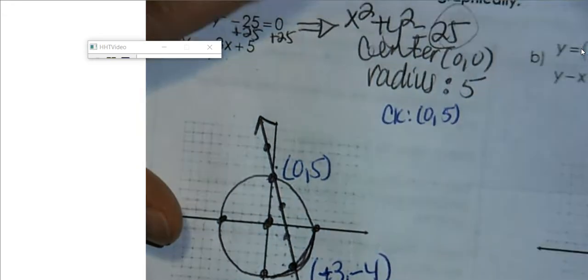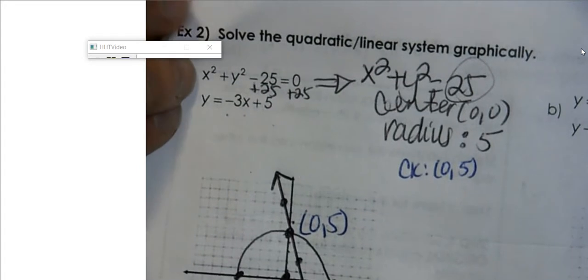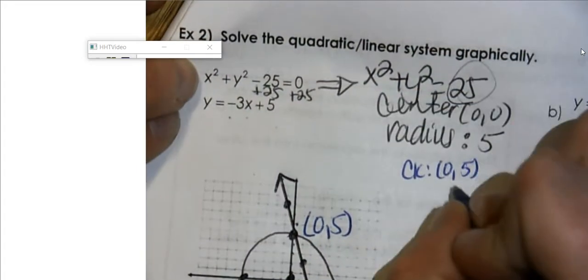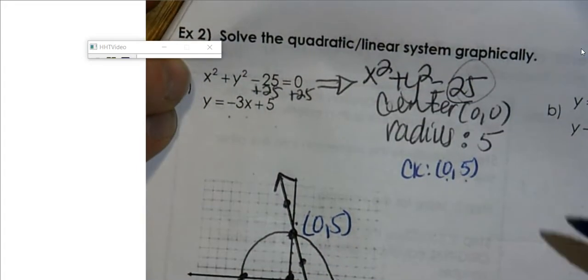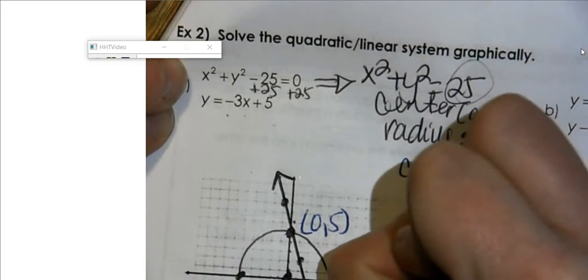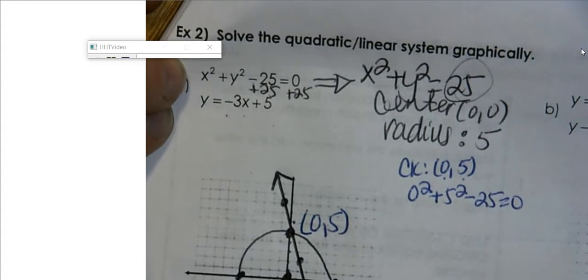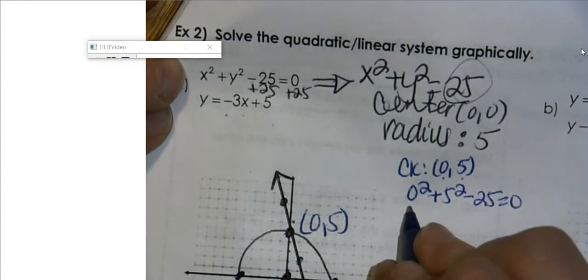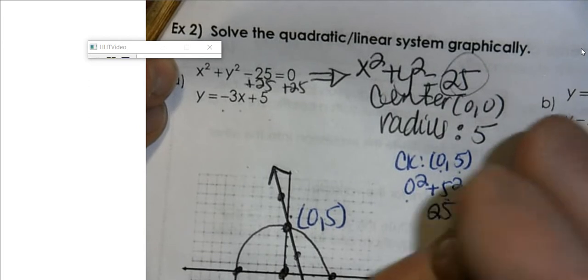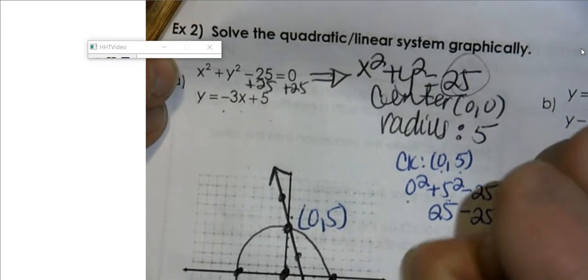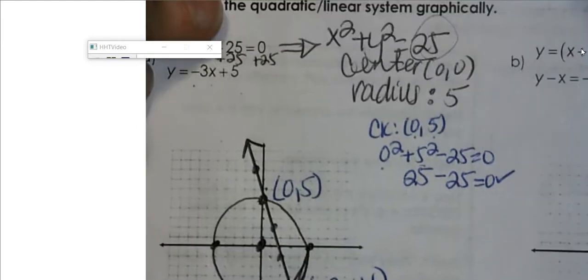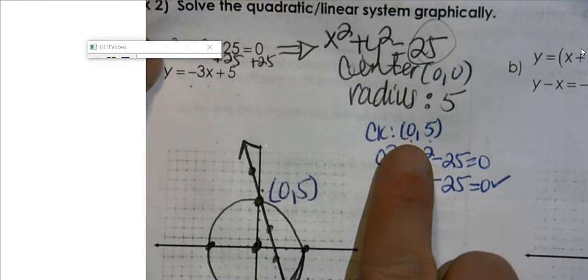And we're going to plug 0, 5 into both equations. So that means I'm going to let x equal 0, let y equal 5. And so that is 0 squared plus 5 squared minus 25. Does that equal 0? So 0 squared is 0. 5 squared is 25. Is 25 minus 25 equal to 0? Why, yes, it is.